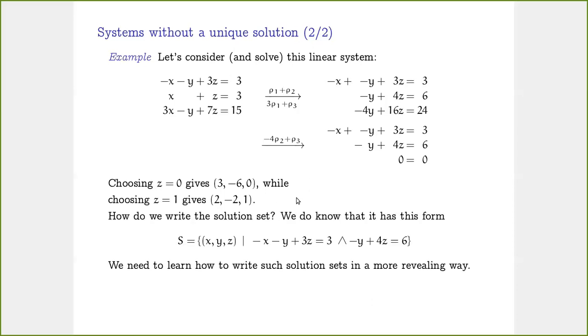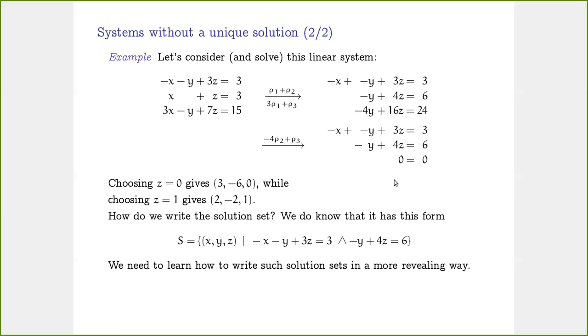But we can write down the solution set. It's not the most insightful form, but the solution set is the set of all triples x, y, and z, such that the first equation and the second equation are both true. These are the equations from the echelon form system. We could have written this exact form down where we would have had this equation and this equation true. So we've made a little progress in echelon form, but we still need to learn how to write such solution sets in a more revealing way.